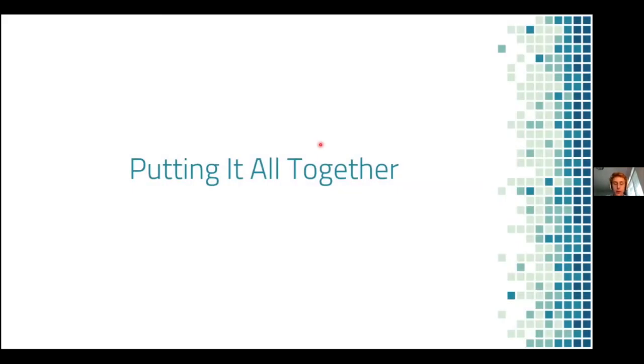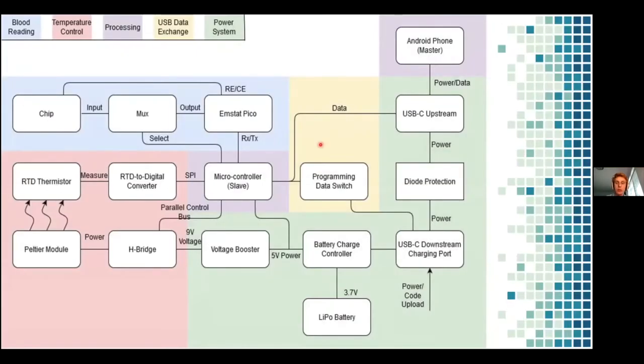So when we put it all together, we get this giant block diagram where we have the Android phone controlling the whole system through the user. The microcontroller is connected to all the inputs and outputs, the peripherals, and getting all of their data and then controlling them. So on the top left in blue, we have the blood reading system.